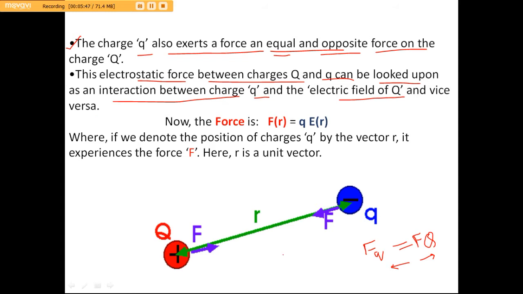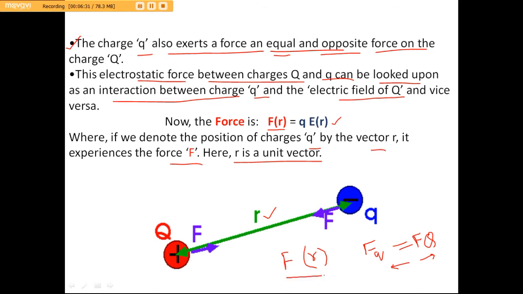So this force F depends on the vector r, or you can say the distance. F is dependent on the distance, because when distance increases, F decreases, and when distance decreases, F increases. So here we write F(r) equals small q into E(r). This E(r) means the electrostatic field, depending upon the distance mentioned by r, where if we denote the position of the charge q by the vector r, it experiences the force F, and r-hat is here the unit vector.